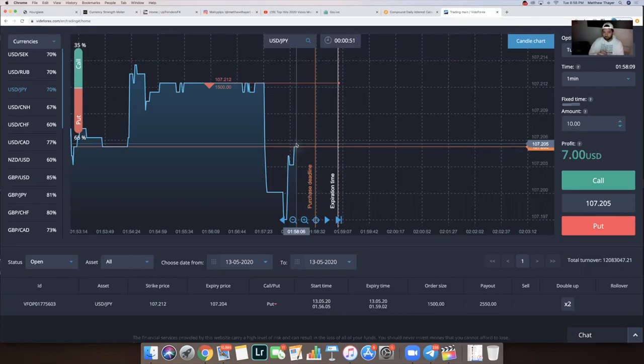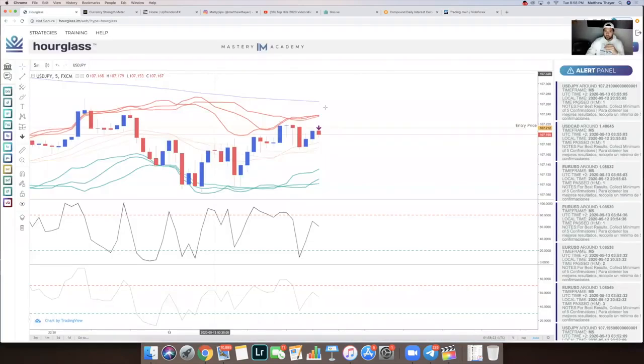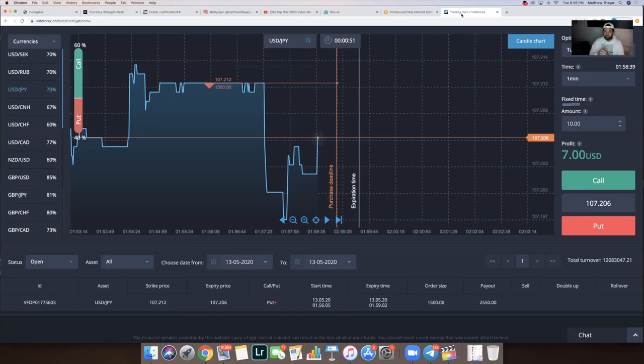So right now, we have about 50 seconds left, and you guys can see where I got in at. You can see where price is, and you can see where the expiration is. Now, you can see where the arrow came in. You can see where price is. So it's in profit. It went the right way. This is the second trade now. And literally, I don't know, 7 minutes, guys.